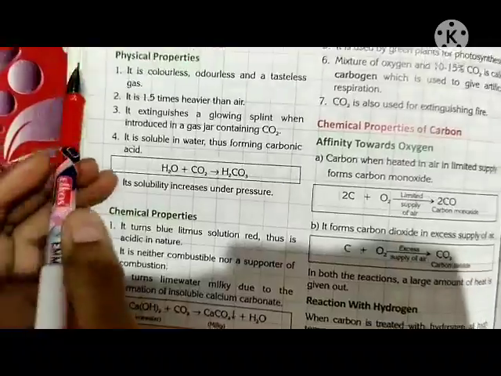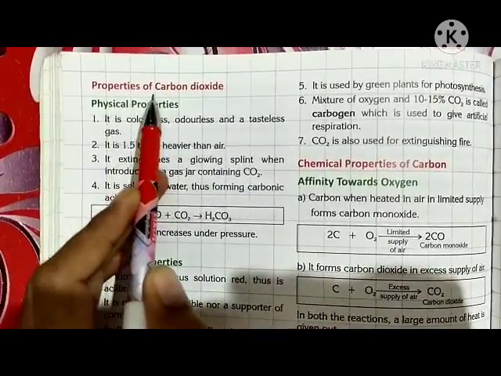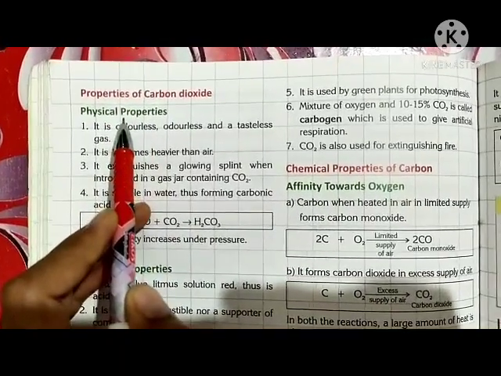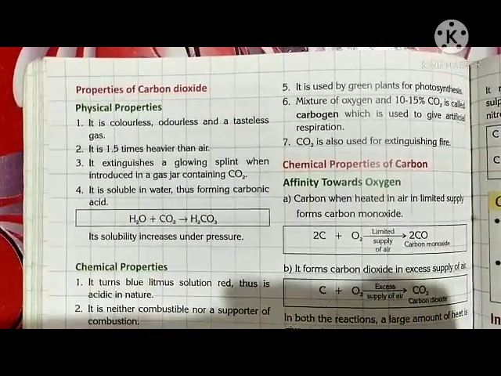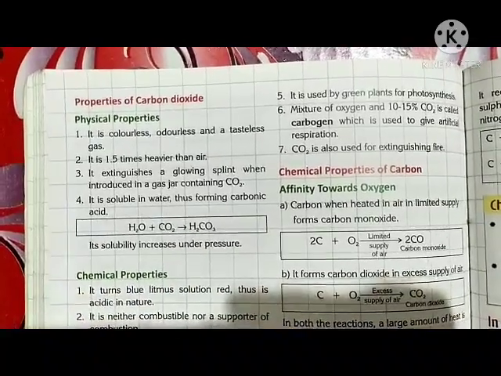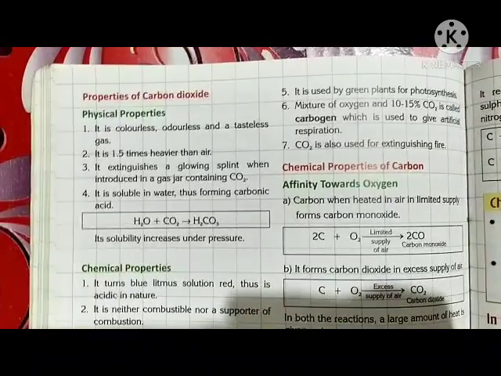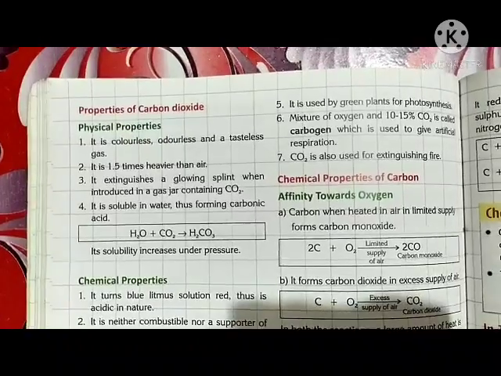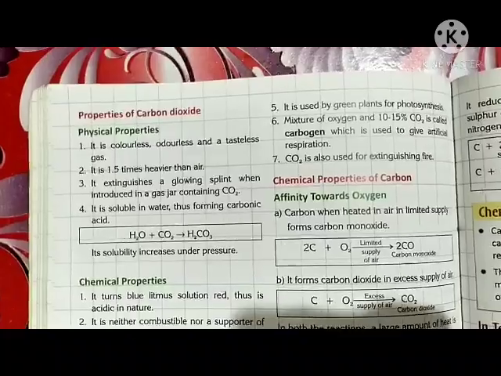Okay, so now we are going to study the physical properties of carbon dioxide. Firstly, students, you have to know the difference between physical property and chemical property. Physical property basically shows how the compound looks, its color, its shape. When you look at any substance and identify it, that is a physical property. But when you react that substance and see the result, that is the chemical property of the substance.